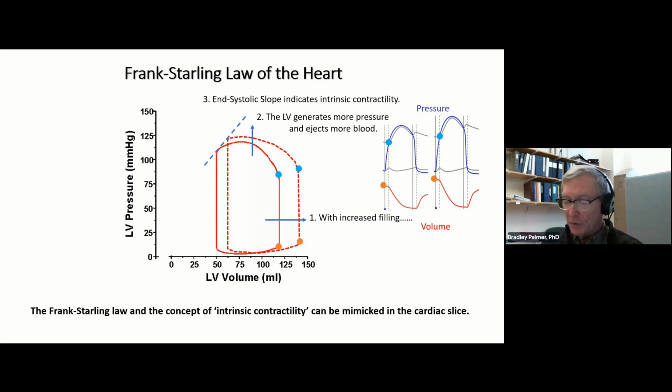The increase in pressure development with increasing preload is known as the Frank-Starling law of the heart, named after Otto Frank and Ernest Starling, who described this phenomenon over 100 years ago. The underlying mechanism that causes this response is still not completely understood, but as a measure of intrinsic contractility, it is very important, and we can mimic this phenomenon using the cardiac slice.